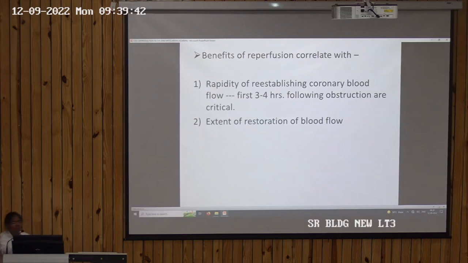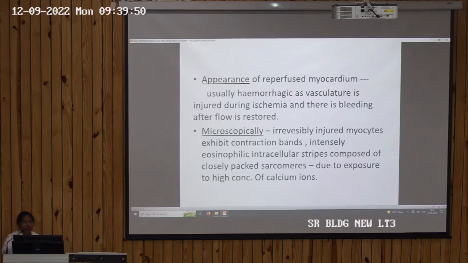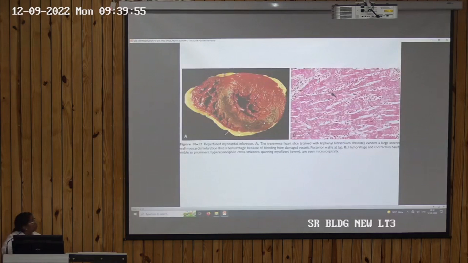Now, what are the benefits? The benefit is that if we re-establish the coronary blood flow following obstruction, the infarction will be less and there will be restoration of the blood flow. Now, when we reperfuse, at a glance it will appear that we have made things worse, because the vascular beds that are present in the infarcted area are all leaking. So when we reperfuse, the cardiac muscle will appear very hemorrhagic, because whatever blood we are giving, some amount of blood will flow outside.